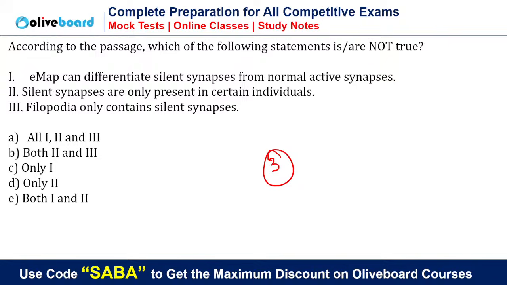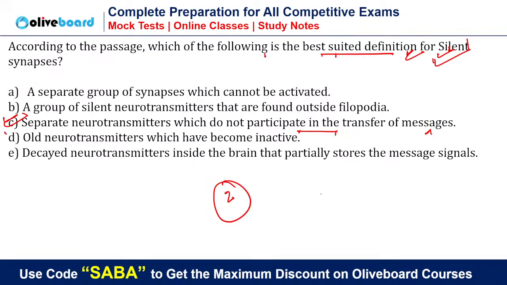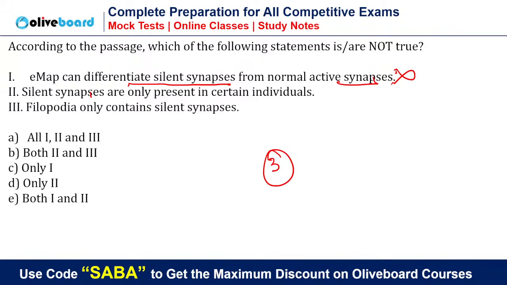Chalo, A. A means all 1, 2, 3 are not true. Let's see. Sorry, C. Different people, different answers. Some are saying C. Okay, E also. E: a map can differentiate silent synapses from normal active synapses. Is it true or false? I think this is definitely false. See, it is given that it cannot show which synapses on them are silent. So first is definitely wrong, yes or no? Because it cannot differentiate silent synapses from normal active synapses. So first is definitely false. It means we will eliminate these two options. Not true is asked. It means first is going to be our answer.